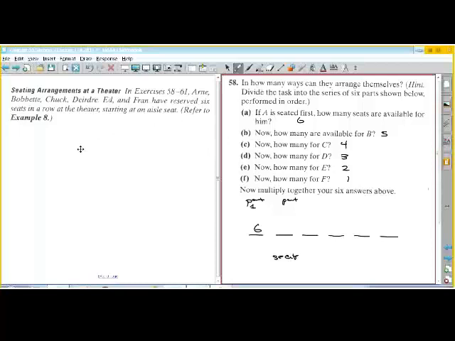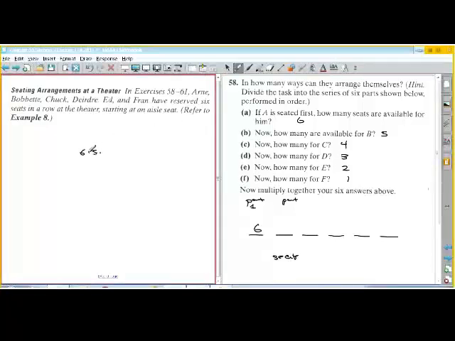So the answer to this first problem is 6 times 5 times 4 times 3 times 2 times 1, which is 6 factorial, which I'm just going to multiply the numbers together. 6 times 5 times 4 times 3 times 2 times 1, and I get 720 different ways.